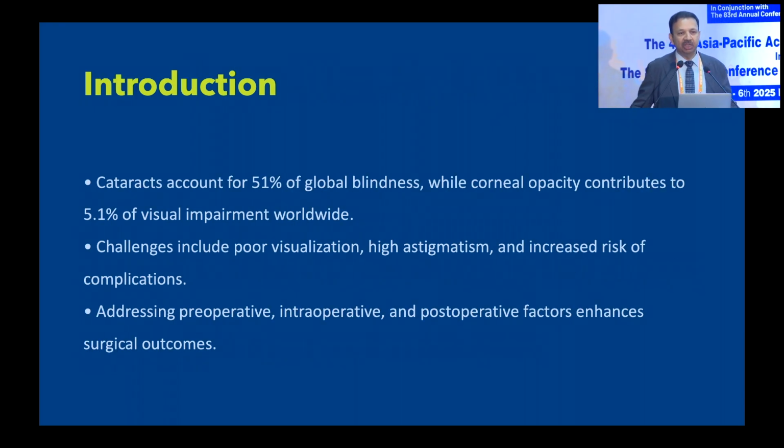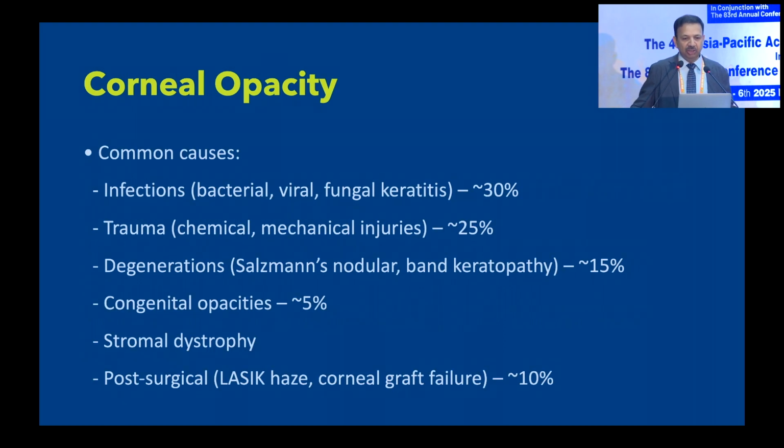Compared to cataract, which accounts for 51% of global blindness, corneal opacity is much lower, only about 5%. The challenges when you have a corneal opacity are the poor visualization, the induced high astigmatism, and sometimes there can be increased risk of complication because the visual acuity is not good. So why do you get the corneal opacity? Commonly we see post-corneal infections or trauma.